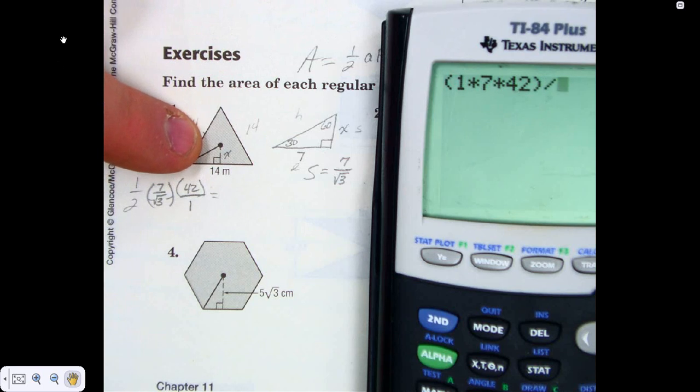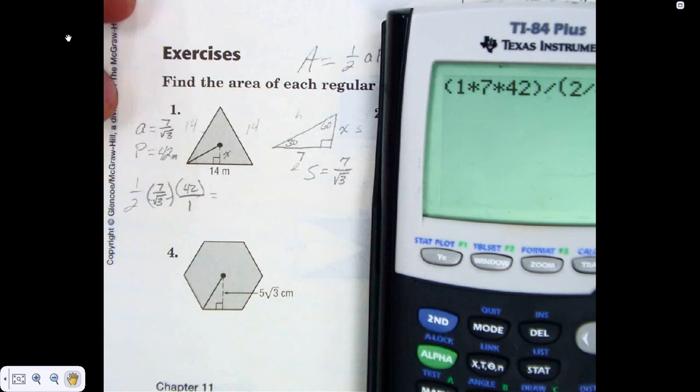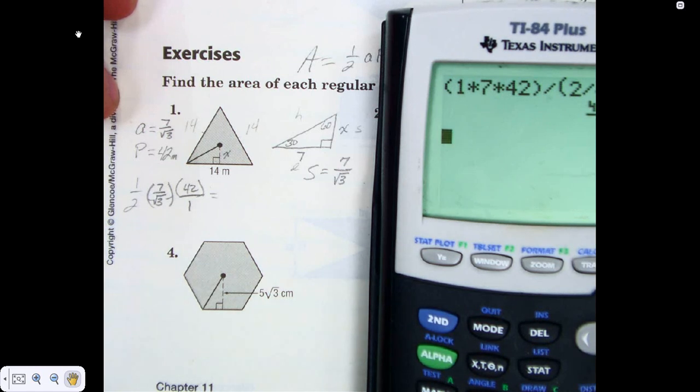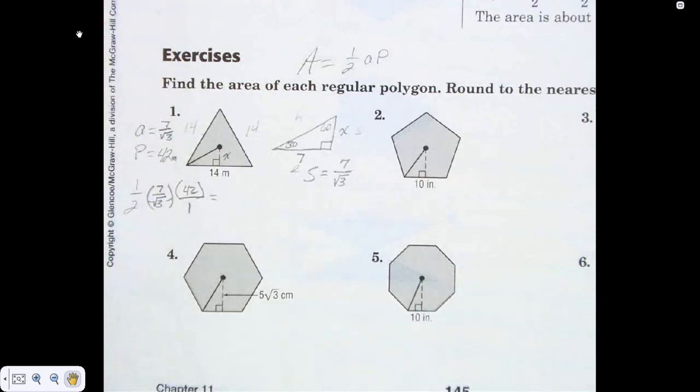Does everybody understand my logic there? So we're going to divide that by, now I'm going to use parentheses again, 2 times square root of 3. I'll press over there to make sure it's on the outside, times 1. Now I'm going to close my parentheses. Everybody see what I got there? That's the weirdest answer I've ever seen in my life.